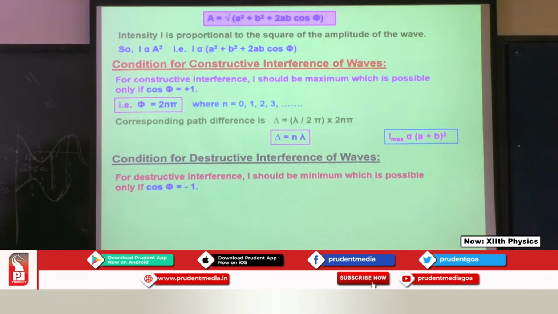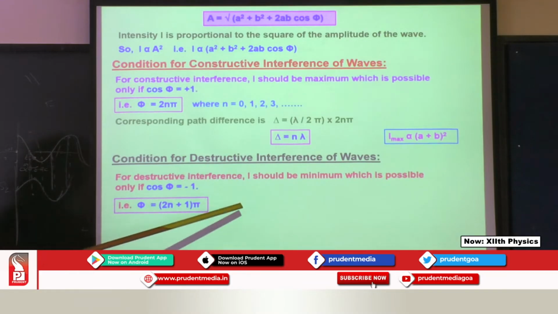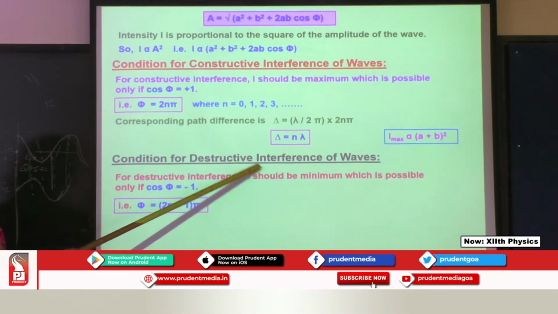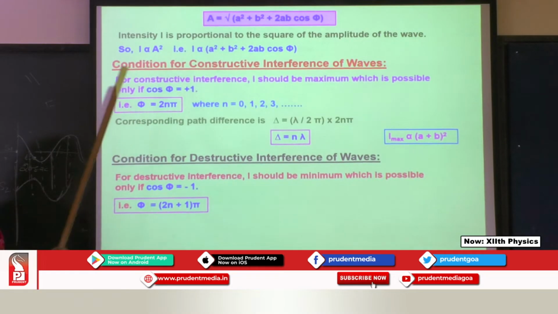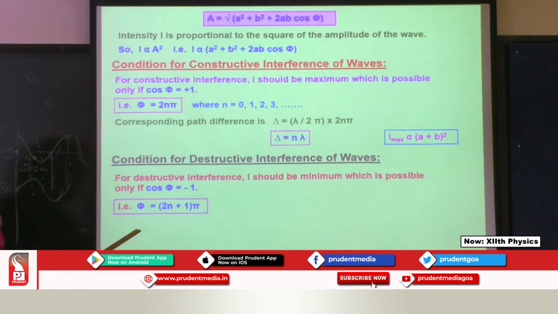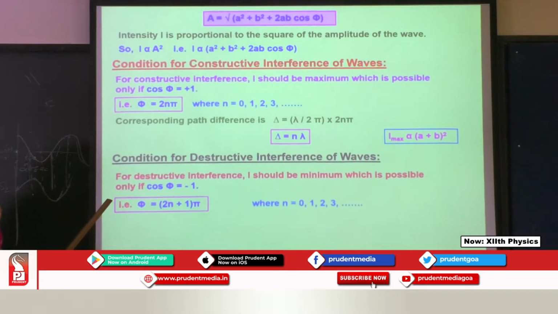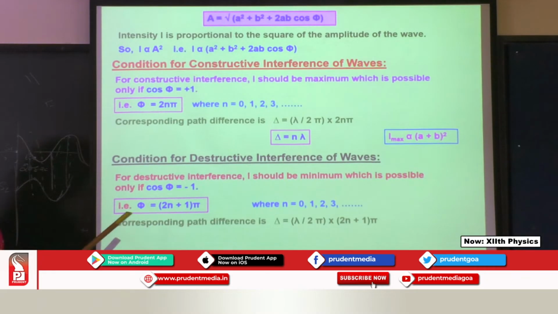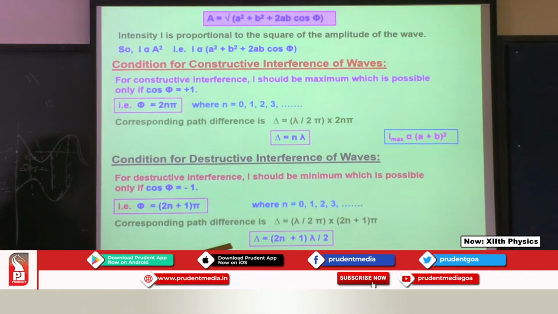Condition for constructive and destructive interference. For destructive interference, the I should be minimum. So therefore we have the value here, cos phi is minus 1. So we have (2n plus 1) into pi, and the path difference is (2n plus 1) into lambda by 2. This is the path difference we have.